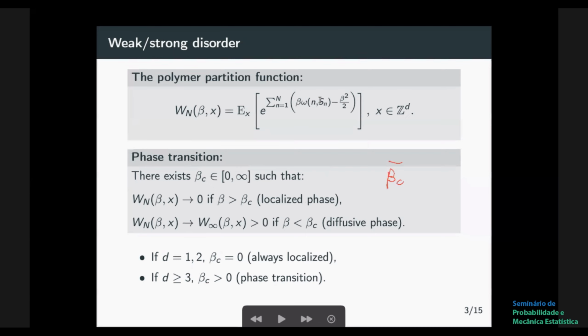So just let me tell you a bit about the dimension. Whenever the dimension is 1 or 2, you are always localized, in the sense that no matter how small beta is, you will always be attracted by the large values of omega. And when the dimension is large, you actually have a phase transition. So for beta small, you will be diffusive, and for beta high, you will be localized. Okay. So if there is no question, continue.